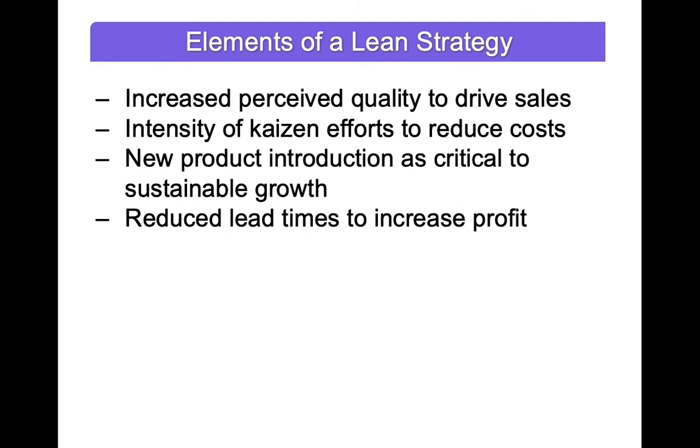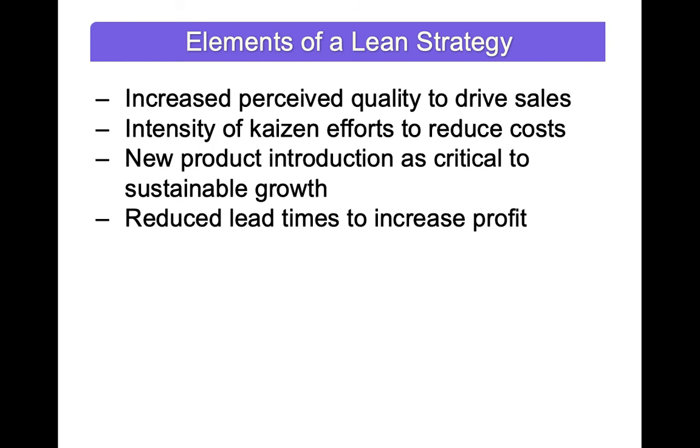Elements of a lean strategy include increased perceived quality to drive sales, intensity of Kaizen efforts to reduce costs, and new product introduction as critical to sustainable growth. So, as you convert your lines to new products, cut costs, cut space, and begin to have the ability to fill that with new product lines, you're going to see more growth. Reduce lead times to increase profit. All of these are important elements of a lean strategy, and they make sense given what we've talked about so far in the class.